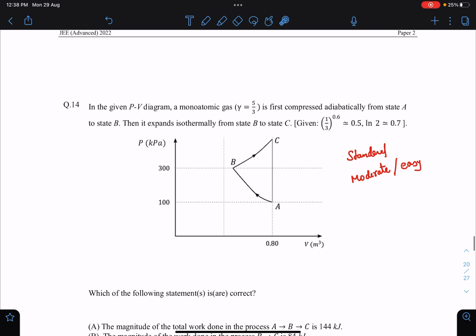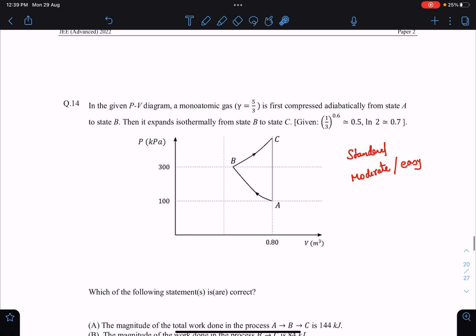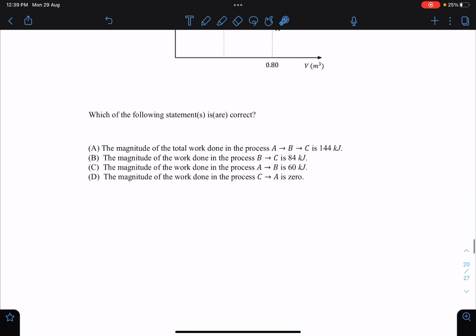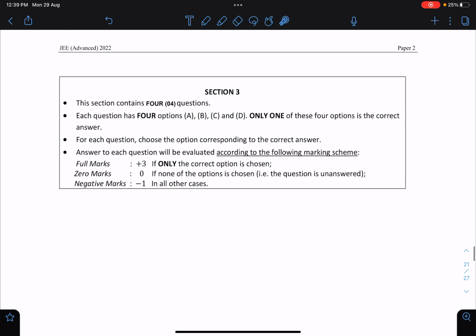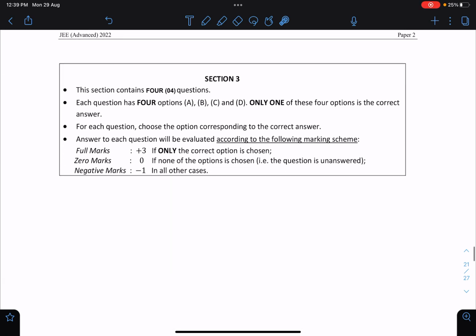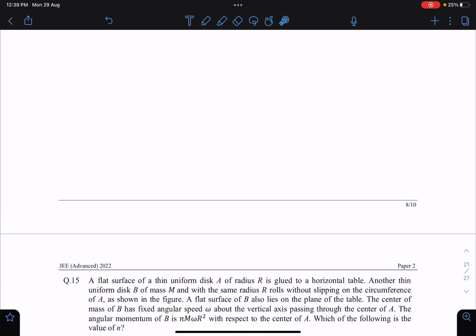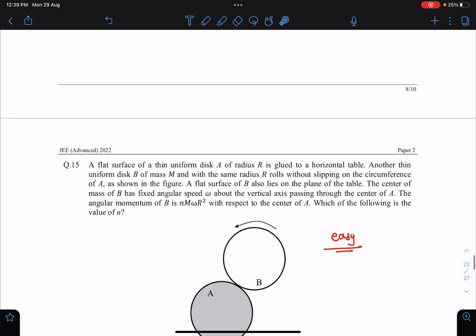And this is a standard problem, moderate easy kind of problem. Majority of the people, I think, would have got this question correctly. Then this is section 3, it's single choice correct. And by the way, this entire paper is negative marking. So this will further bring it down, like multi-correct is +4 -2, a very dangerous part of the paper.